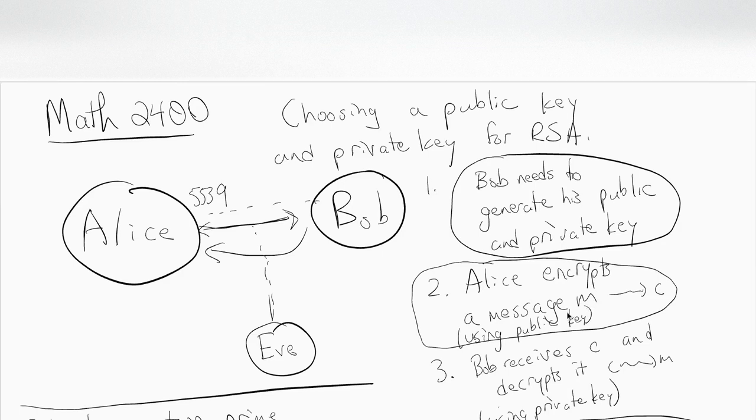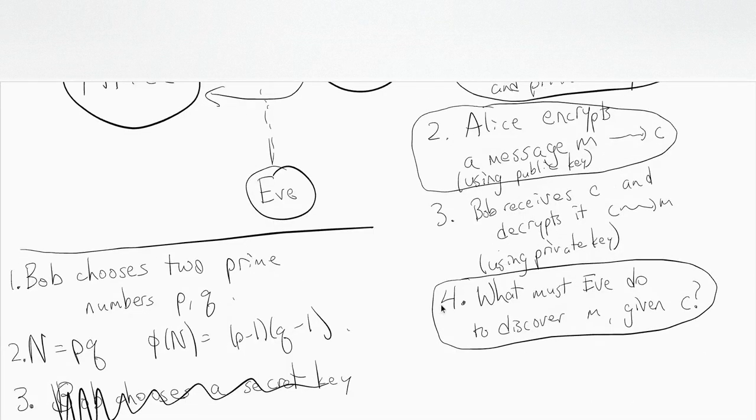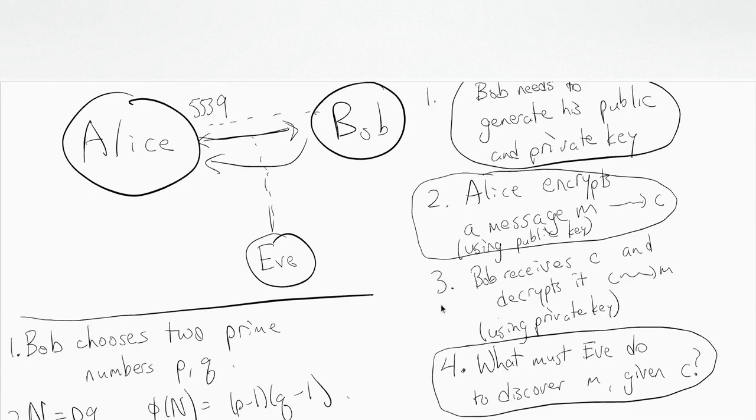If she just sends plain m, then Eve will see it. That's not good. This is something that Alice wants only Bob to know. So how do we do it? In this video, I'm just going to describe the algorithm. In the fourth video, we'll discuss how secure it is, at least roughly.